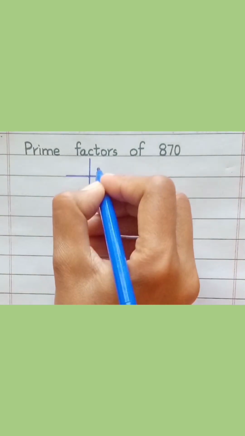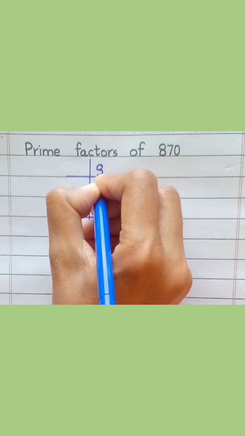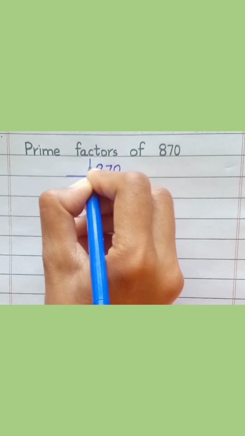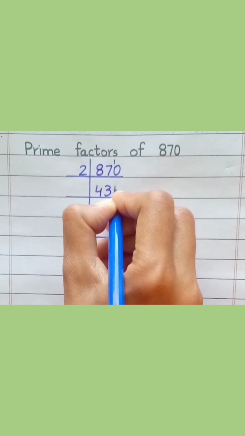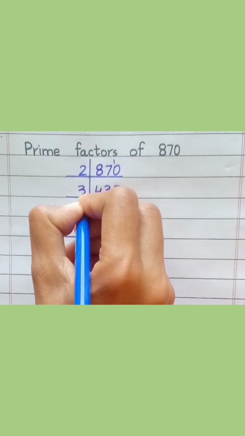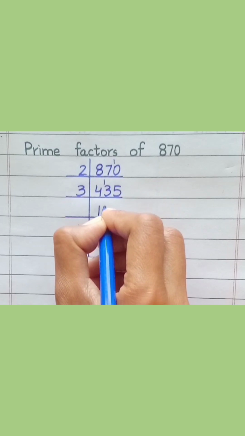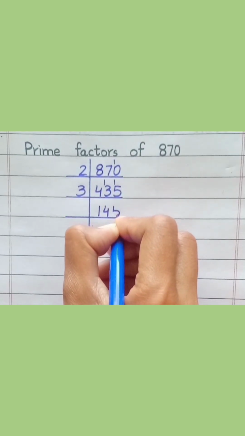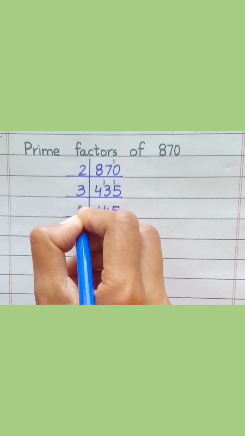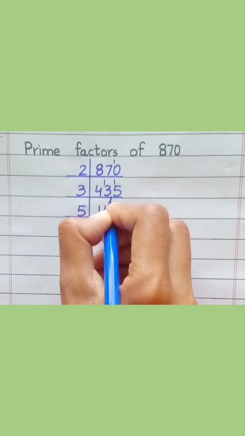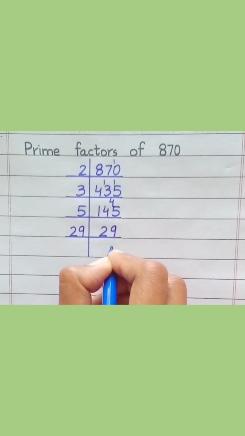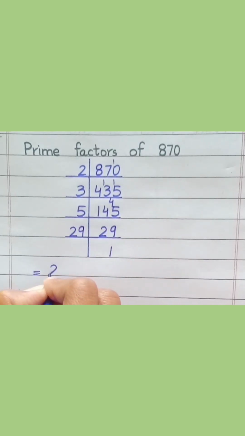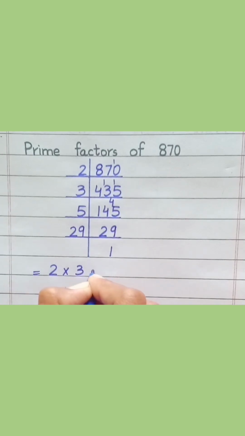Prime factors of 870. 2 4s are 8, 2 3s are 6, 2 5s are 10. 3 1s are 3, 3 4s are 12, 3 5s are 15. 5 2s are 10, 5 9s are 45, 29 ones are 29, equal 2 multiply 3 multiply 5 multiply 29.